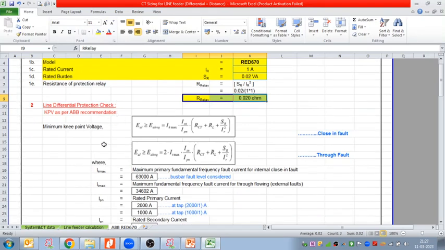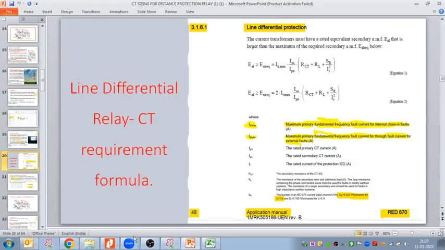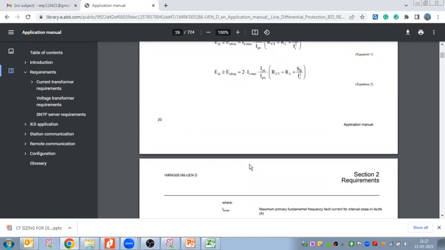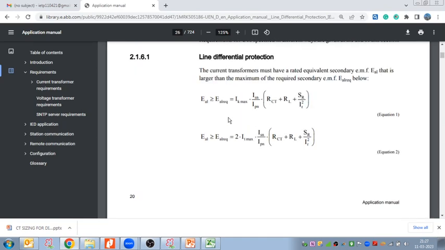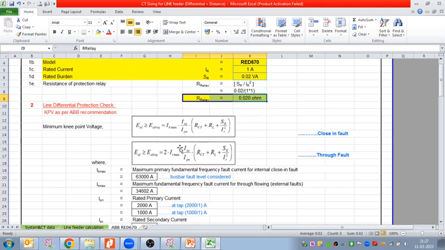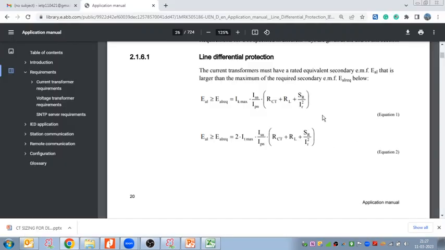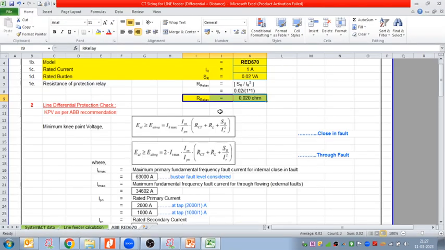Now, when I calculate the CT knee point voltage for line differential protection, KPV means knee point voltage, as per the ABB recommendations the minimum knee point voltage would be this formula. This formula I took from the same document. EL should be greater than EL required, with IK max. This is the same extract I took and put here. Equation 1 is for the close-in fault, and equation 2 is for the through fault.